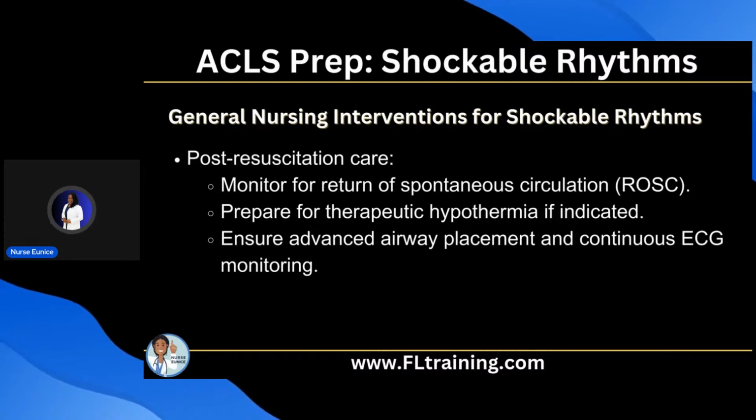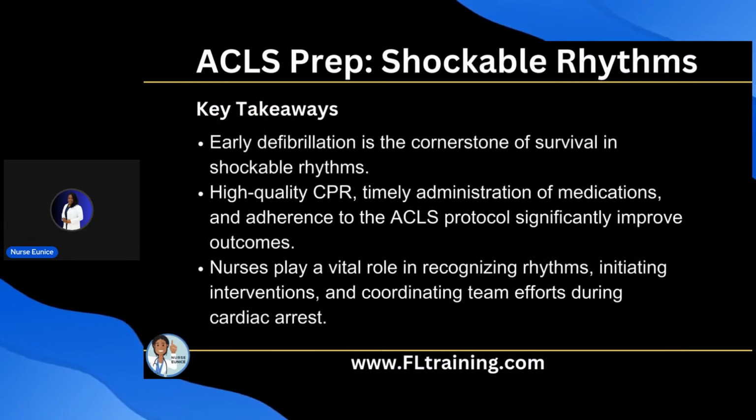You're going to prepare for therapeutic hypothermia. It allows the brain to rest. So after a person's gone into cardiac arrest, unless it's contraindicated, we're going to use a cooling blanket to cool them down to 32 to 36 degrees Celsius for 24 hours to give their brain time to rest. And hopefully they will have less neurologic damage. And as I mentioned previously, we're going to ensure that advanced airway is placed if needed, and we're going to continuously monitor them, and they should be in the ICU at this point.